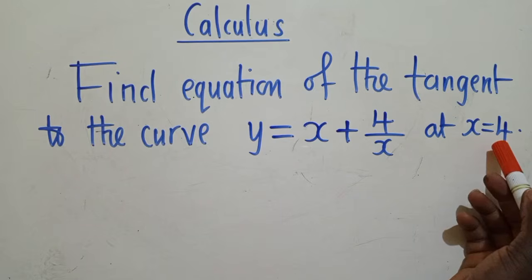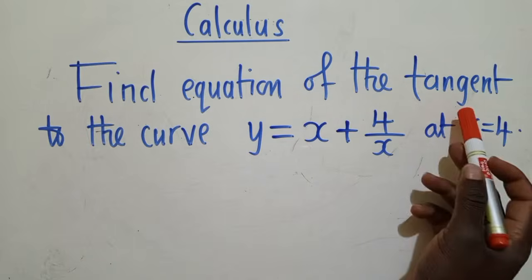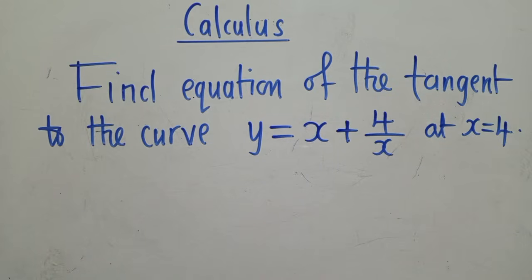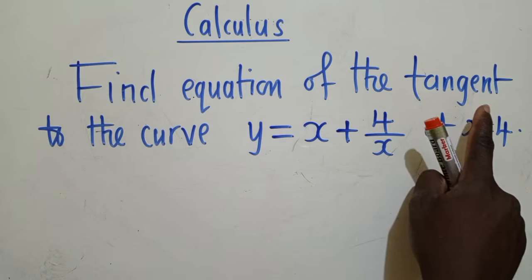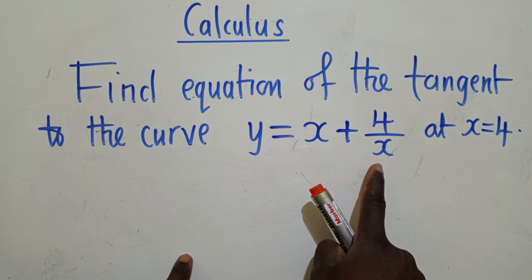Alright, so we've got this question right here where we've been given a curve and the value of x, and they want us to find the equation of the tangent. So the first thing that you must understand, when they say tangent, you must first find the gradient. So what is the gradient here?